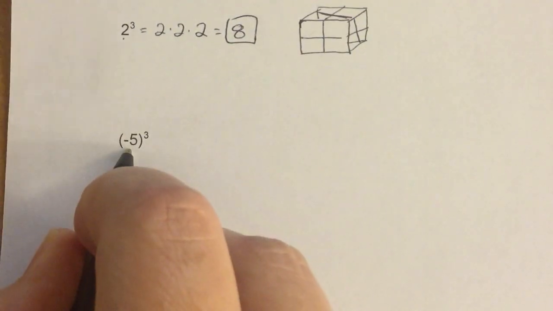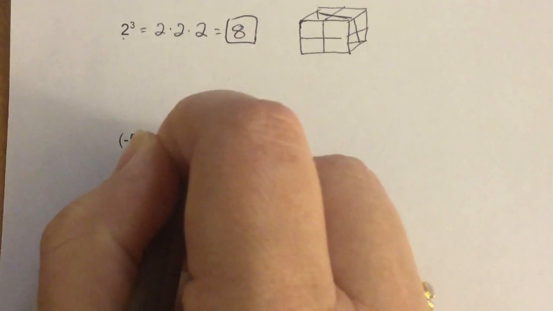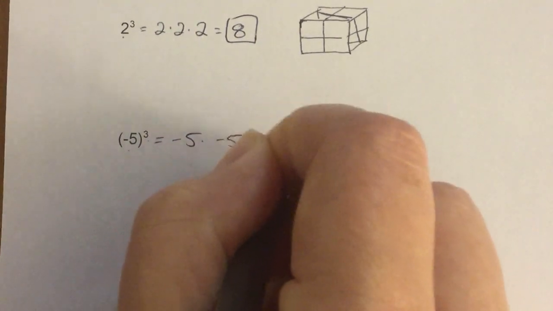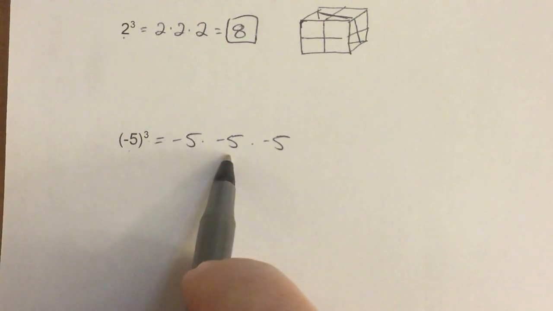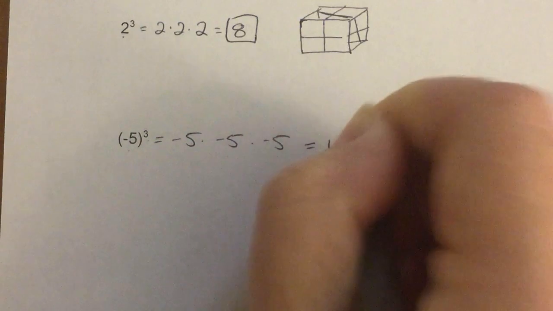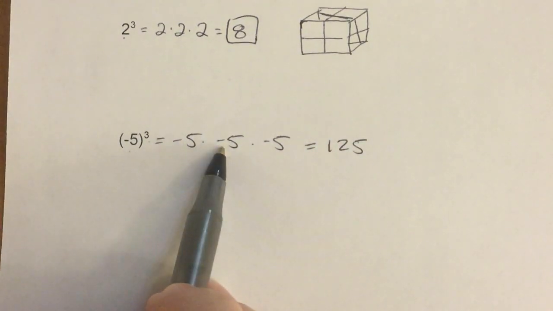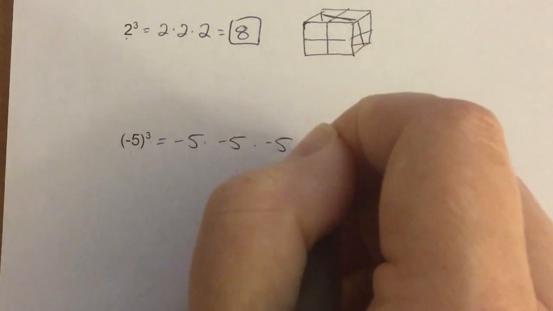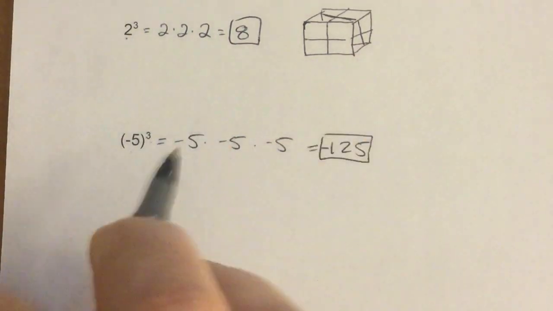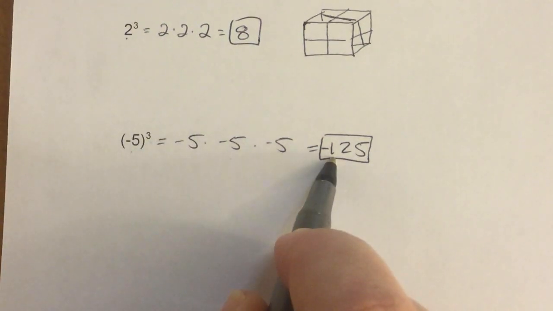You could also say -5 cubed, or -5 to the third, which means -5 times -5 times -5. 5 times 5 is 25, times 5 is 125, and then you have to keep track of your sign. A negative times a negative is a positive, times a negative is a negative. So -5 to the third is -125.